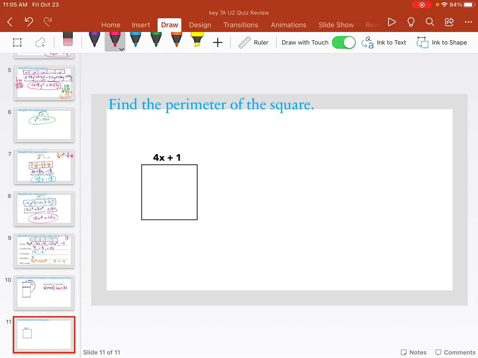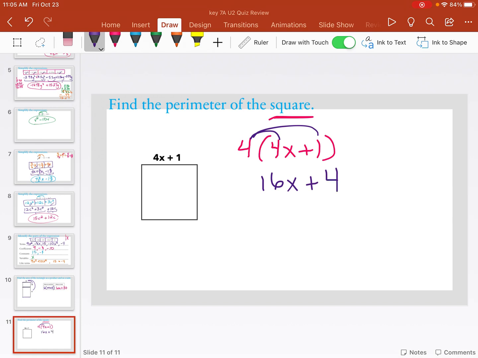And finally, they asked us to find the perimeter. Remember, for perimeter, you could add this all the way around, or since it's a square, I know that all 4 sides are the same, so I could set this up as 4 times the side. So 4 times 4x plus 1, and then we would distribute. So 4 times 4 is 16x plus 4 times 1 is 4, and that is our answer. That's it.